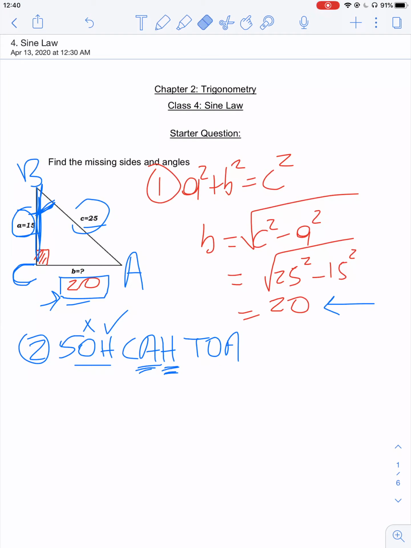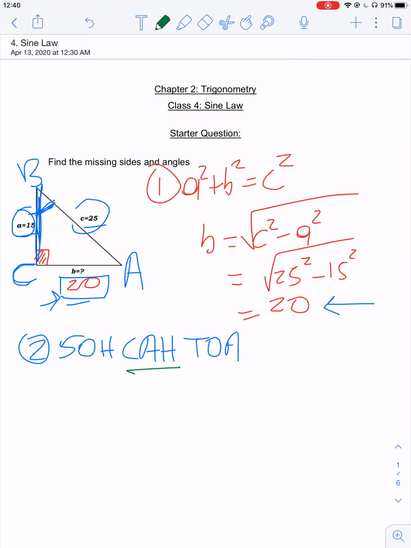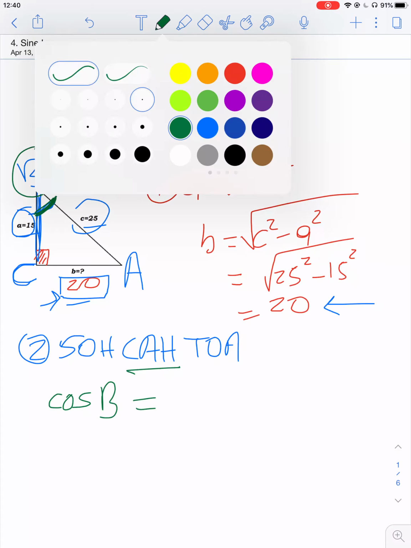So let's just remove all this and work with CAH. So cos of my angle. B is my angle over here, so this is angle B. Usually you call it theta, you can call it whatever you want, but we're going to call this B because of this capital letter. Okay, so cos of B is equal to the adjacent side, which is 15.